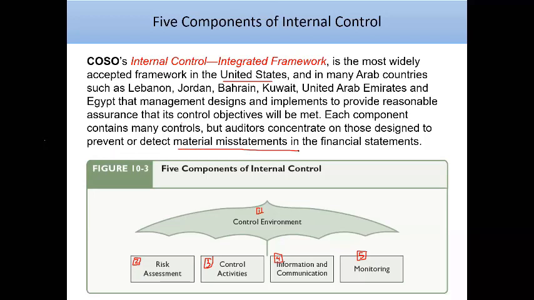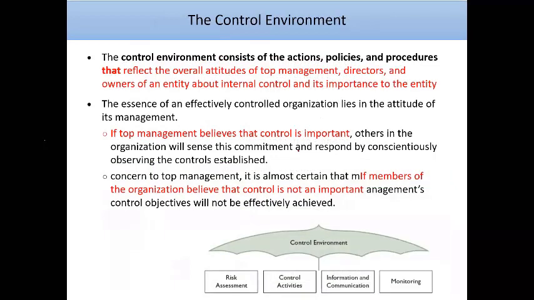That is, the internal control system according to the five components of COSO defines a lot of controls. But actually, as an auditor, because my responsibility is to find the material misstatement, the material fraud, here I always concentrate on the controls related to material misstatement. Okay. The first is the control environment. What is the control environment?